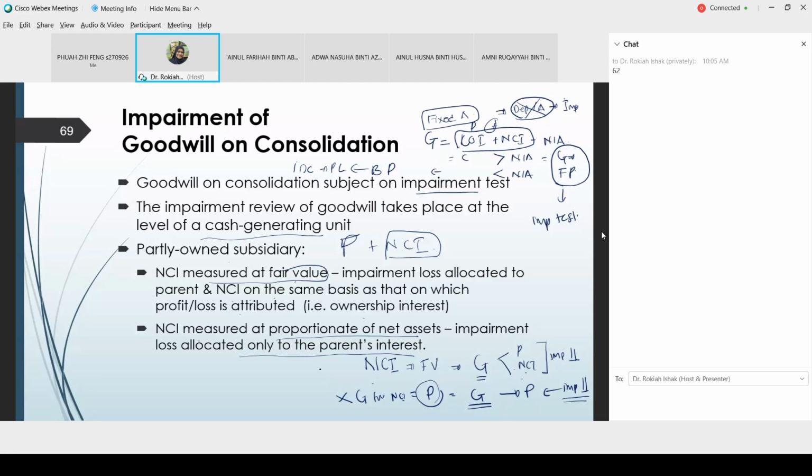So be careful what method we use for the NCI. If the NCI is measured at fair value, there is a portion of goodwill for the NCI, so the NCI also needs to bear the impairment loss. If it is based on the proportionate share, there is no goodwill for the NCI, so if there is an impairment loss on the goodwill, only the parent is going to bear that loss.